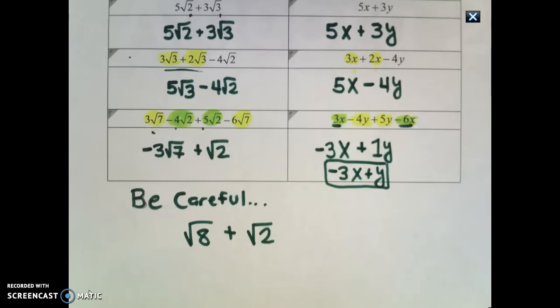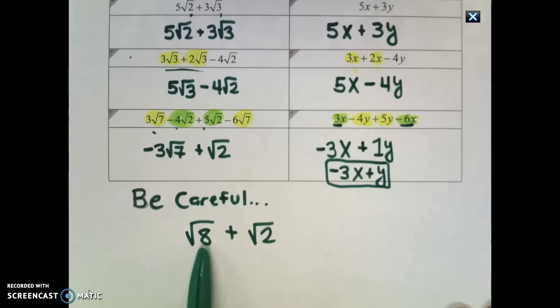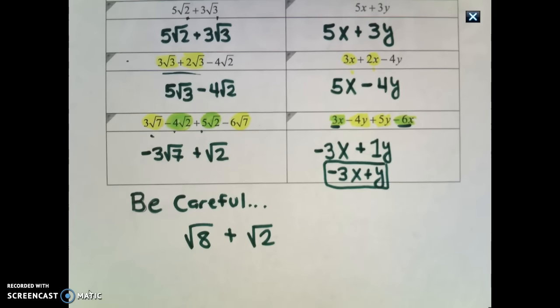Here's an example I want you to be careful of. When looking at this problem, the square root of 8 plus the square root of 2, without really looking too deep into it, you may say to yourself, you know what? The radicand is 8, the radicand is 2. I can't combine these terms together. But what you must keep in mind is when you're combining radicals, you should always combine them as simplified radicals. See the previous video on this lesson to talk about simplifying radicals.